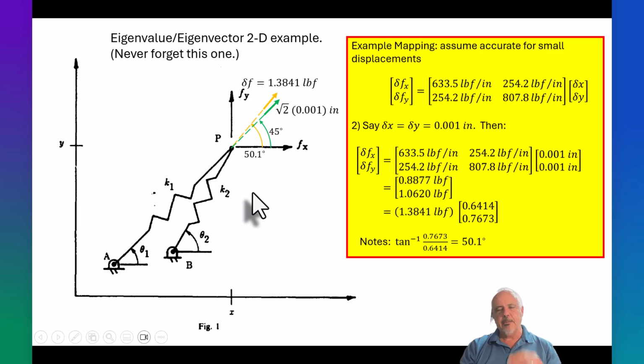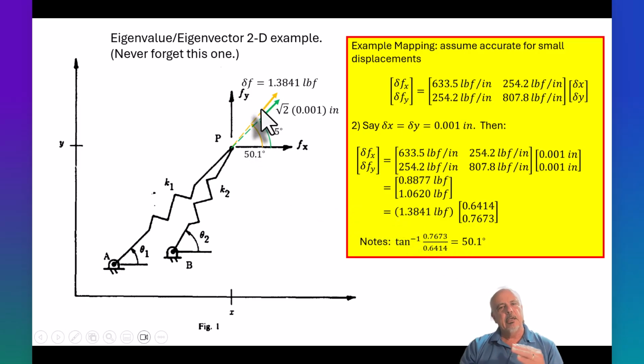Okay, let's take a different example. Let's say I move delta X and delta Y both 1/1000th of an inch. So I'm going to move 0.001 in delta X and 0.001 inch in delta Y. I multiply the stiffness matrix times that, and here's the resulting delta Fx and delta Fy that I get. Then I take the magnitude, and I can get the direction of the unit vector that way. And I see that the direction is 50.1 degrees.